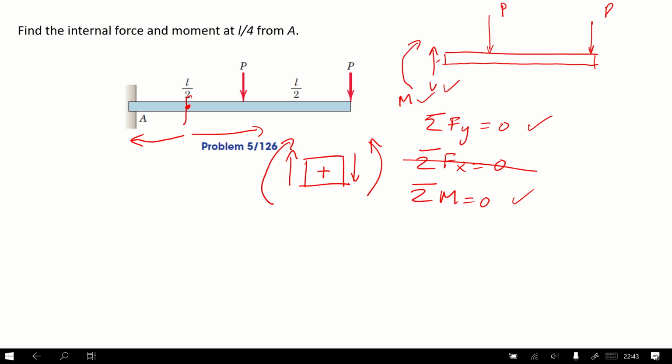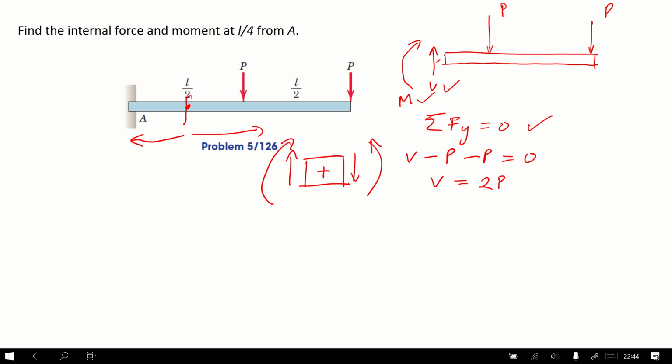Now let's try to find the value of V using sigma Fy equal to 0. What we have here is V minus P minus P equal to 0. In this case, what we get is V is equal to 2P.